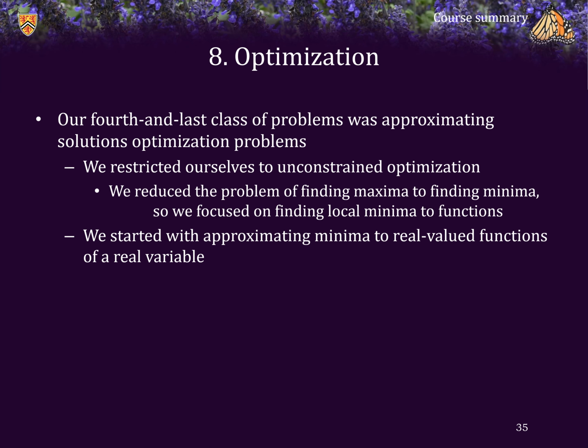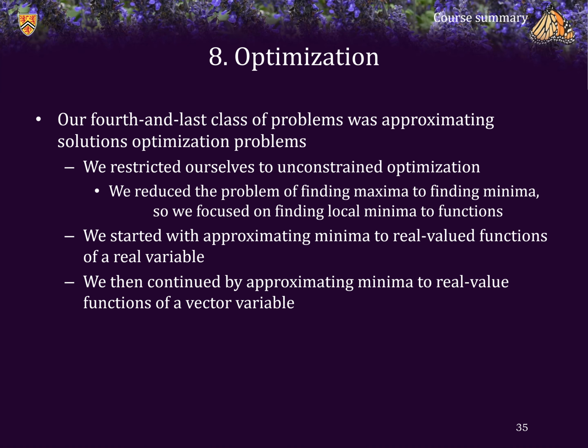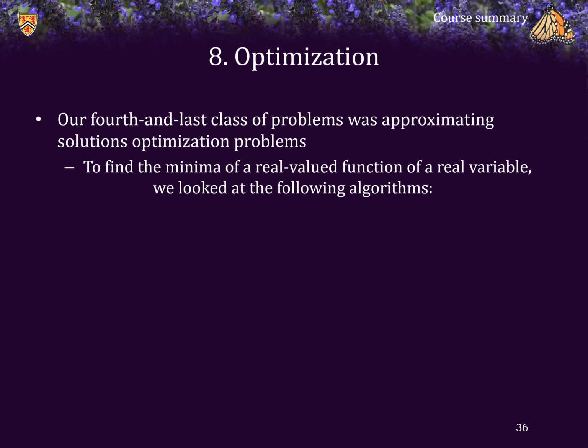We started by approximating minima to real valued functions of a real variable. We then continued by approximating minima to real valued functions of a vector variable. To find the minima of a real valued function of a real variable, we looked at the following algorithms. We started with step-by-step optimization. This was a very naive technique which just walked forward by a step size h, until it determined it was in the vicinity of a minimum, in which case it then started to reduce the value of h until it converged sufficiently. You can think of this as almost a bracketing technique.